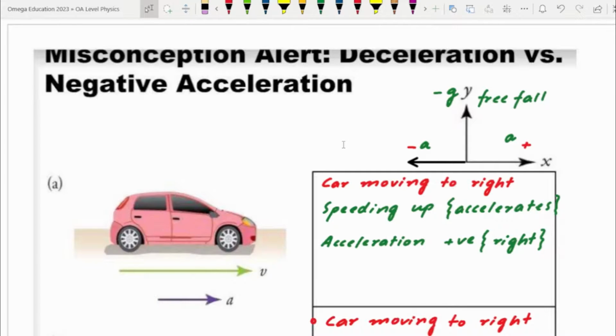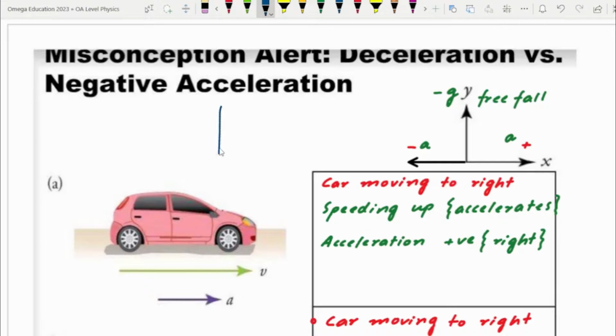In IGCSE or O-level physics, we tell the students that deceleration can also be written as negative acceleration, and in many of the cases they are actually the same. But if we are more precise, deceleration simply means to slow down, and negative acceleration tells you the direction of the acceleration.